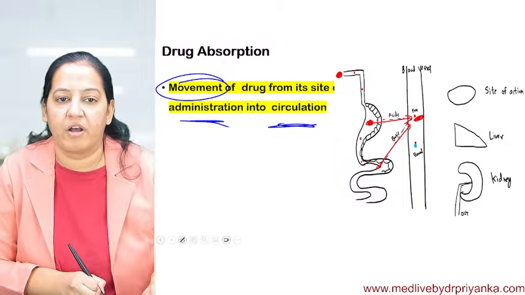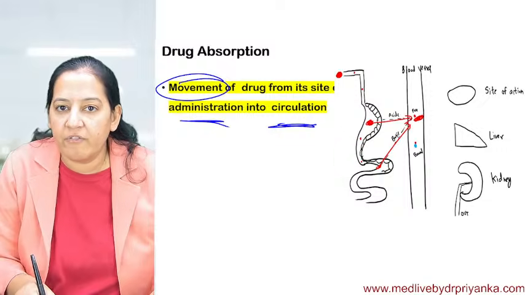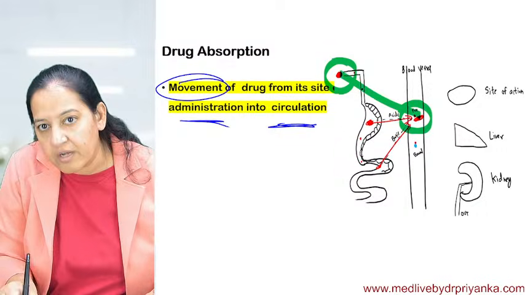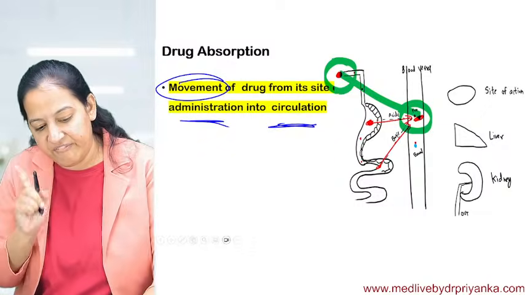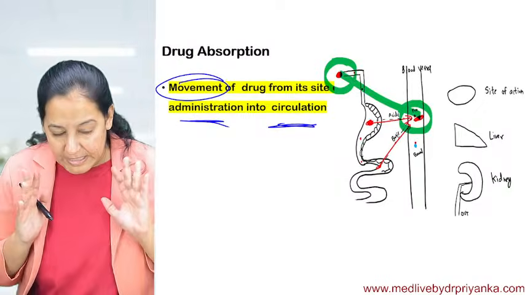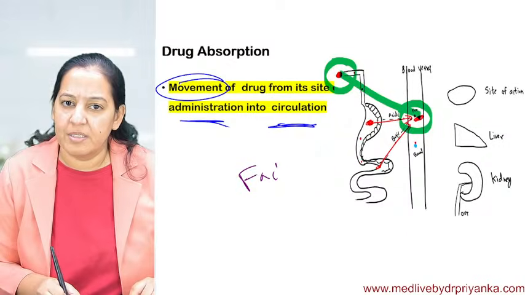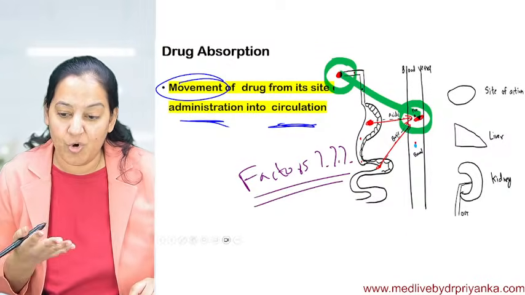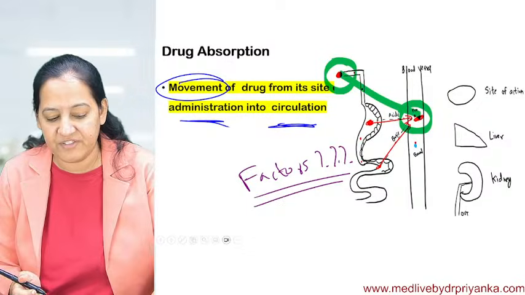So movement of drug from where to where? The movement of drug from administration to circulation. This movement of drug is known as absorption. Everyone got the definition? Give me a thumbs up. This is drug absorption. Now tell me, are there any factors which affect absorption? Say yes, say no, but say something. Are there any factors which affect drug absorption?